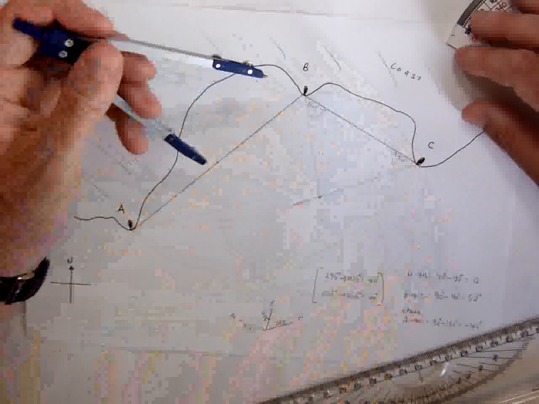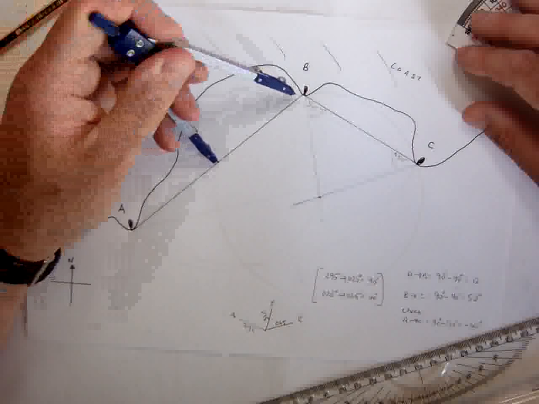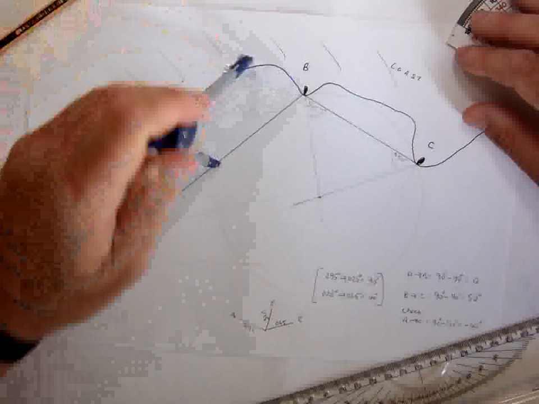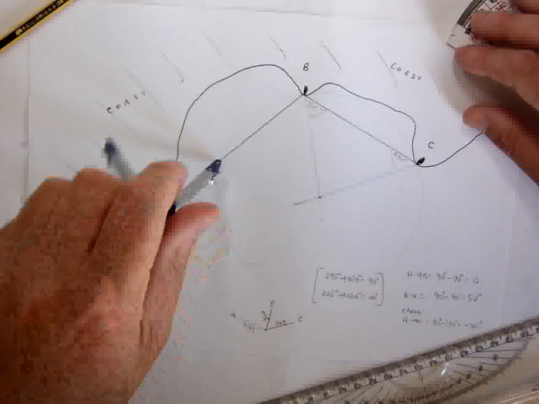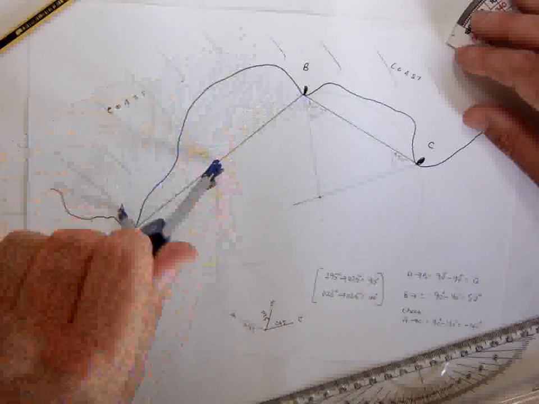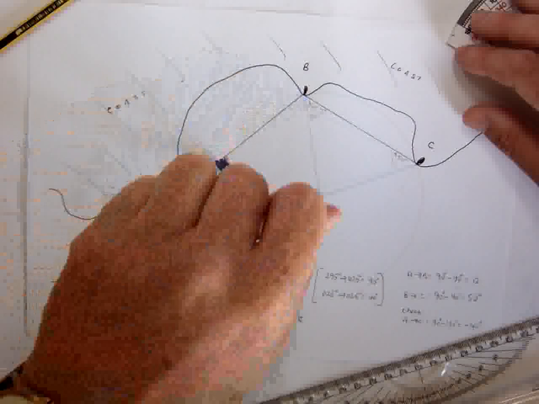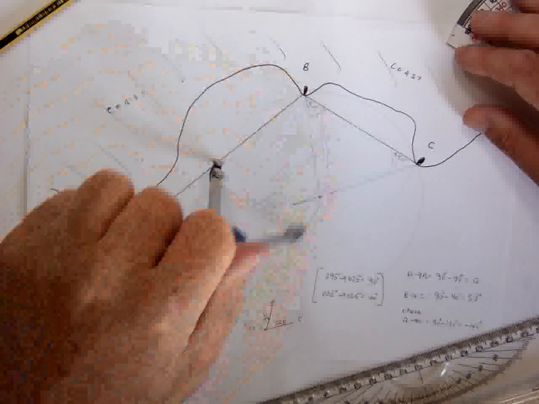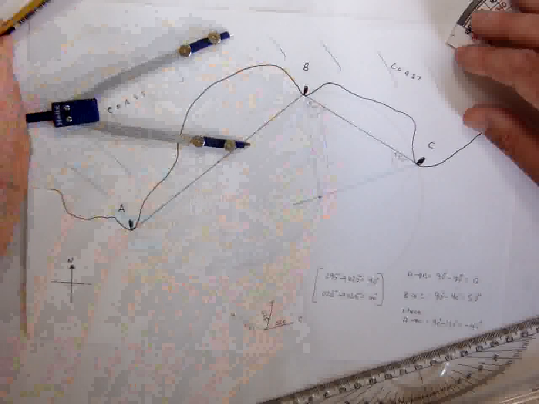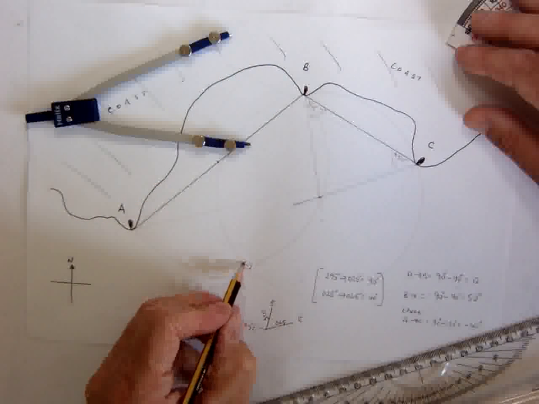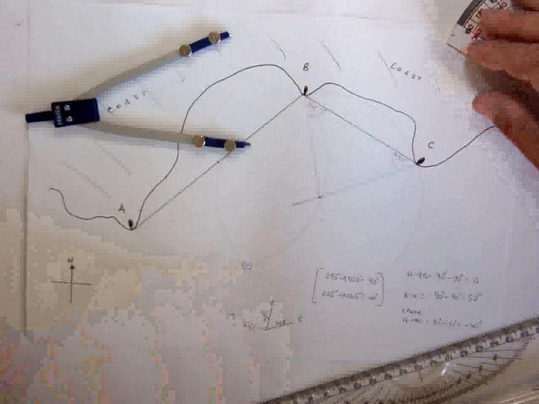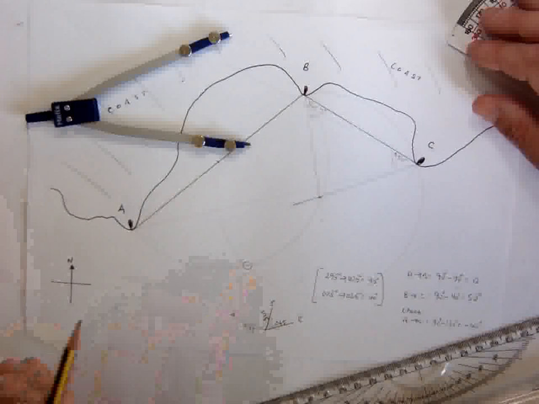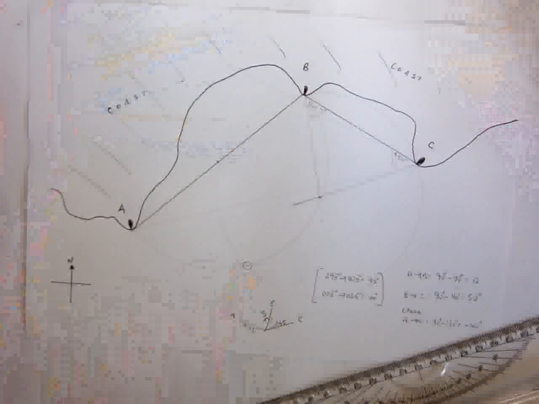We then take the midpoint of the line between A and B. So that's the line between A and B, and again we draw a circle. And where those two circles intersect here will be the vessel's position. Where the two circles intersect will be the vessel's position.